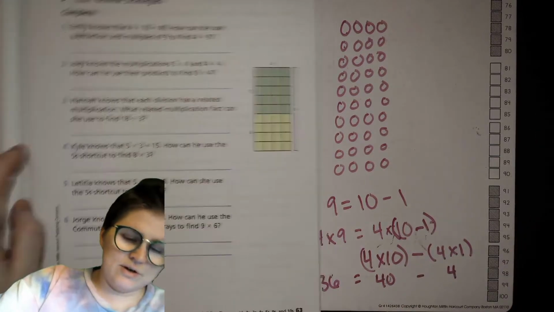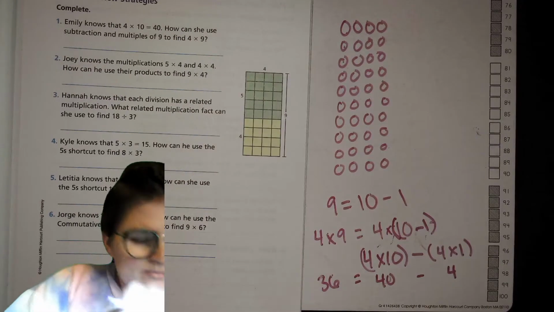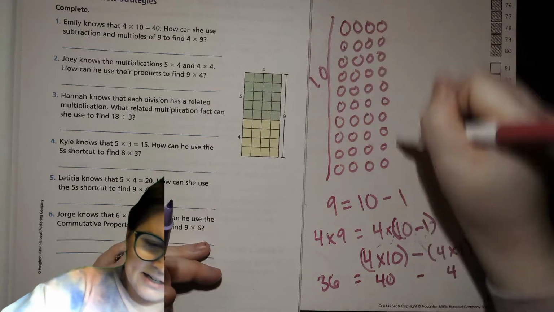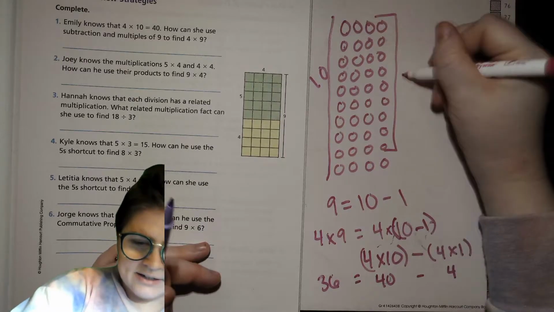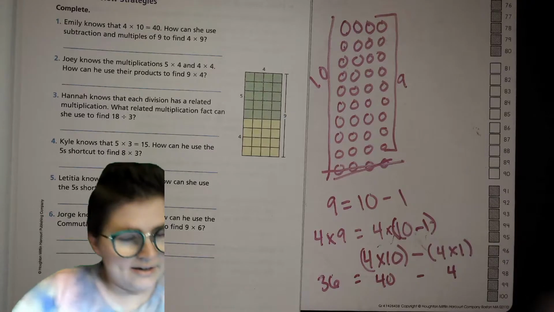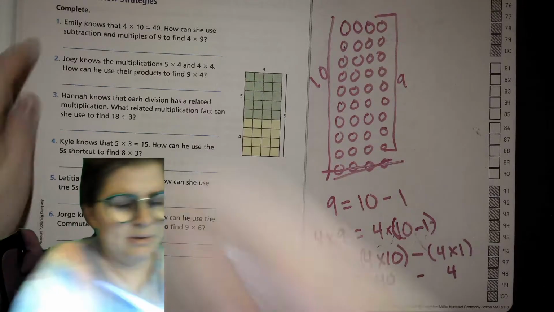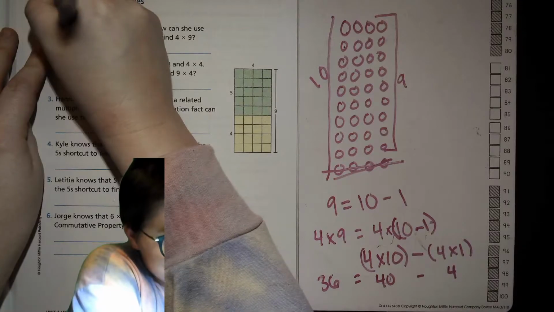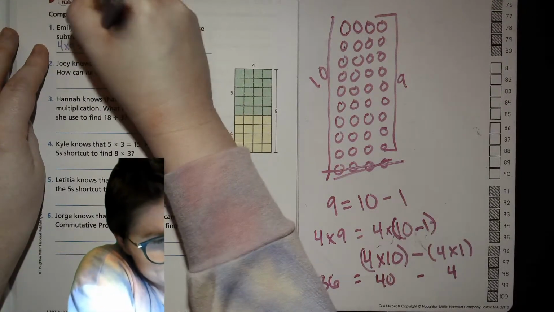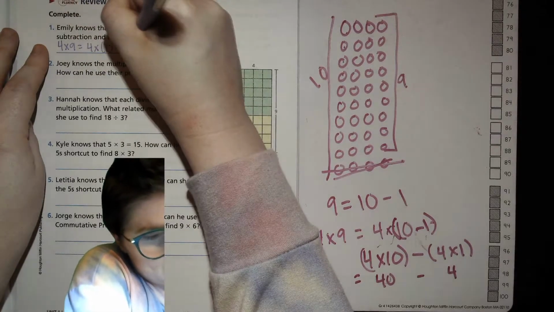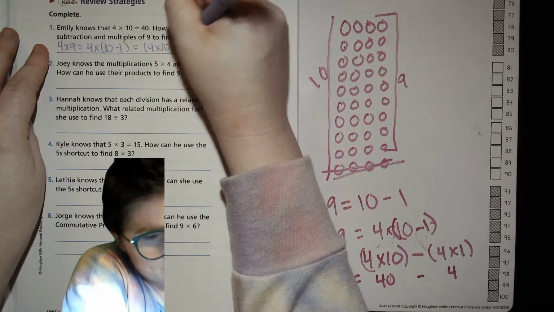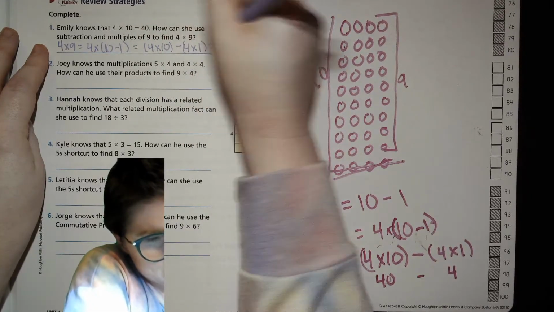Okay, so we'll write that down. And basically that's saying this is 10, this part is 9. So we just removed that part right there. Okay. So we'll write that down. We'll say 4 times 9 equals 4 times 10 take away 1, which equals 4 times 10 minus 4 times 1, which equals 36.